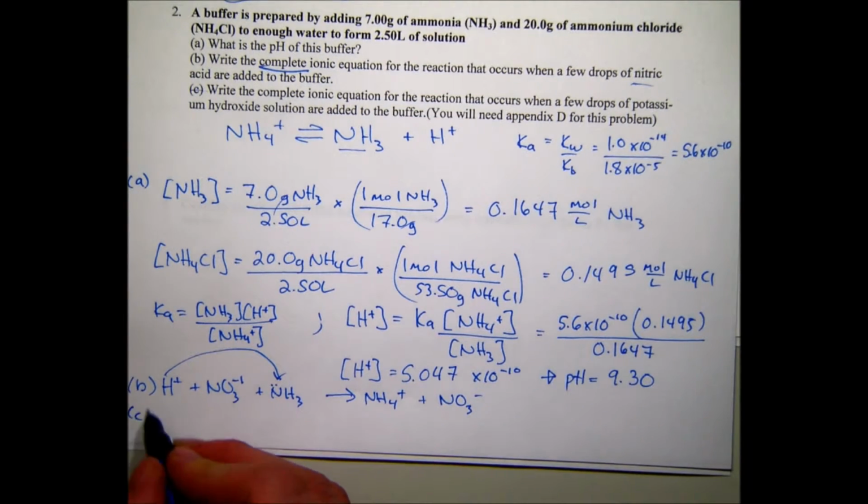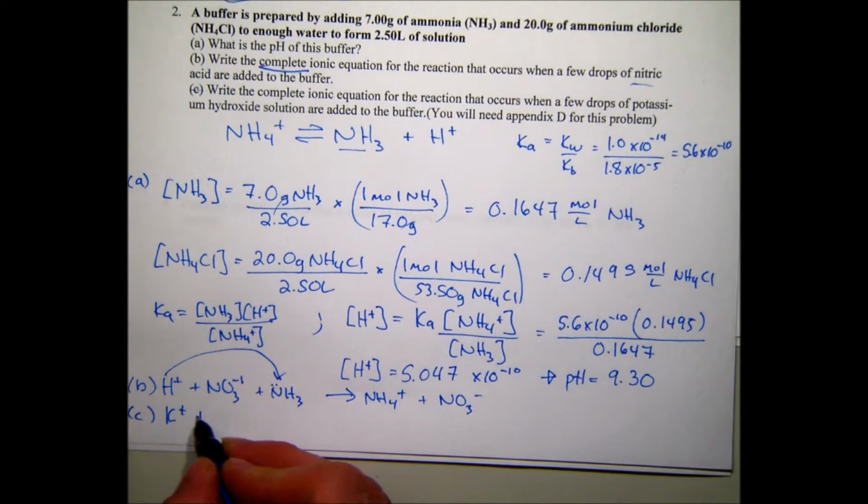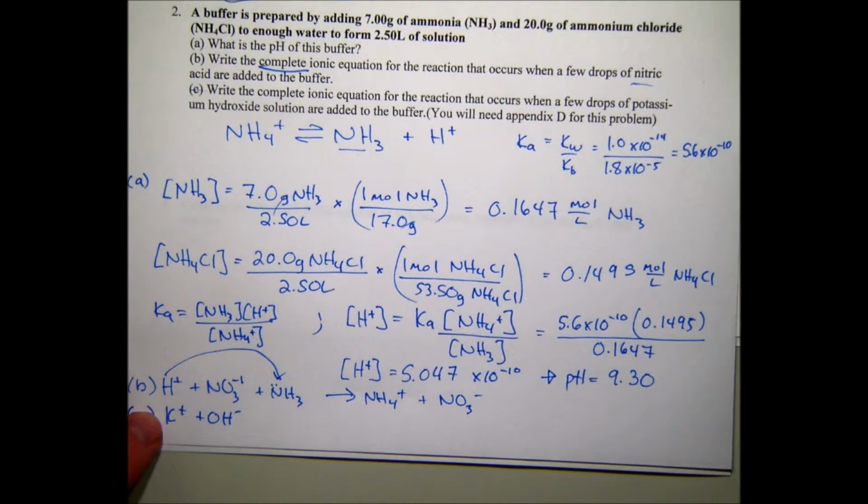For part C, we're adding a base of potassium hydroxide, so K plus OH negative. So you have to be aware that these are strong electrolytes. Nitric acid is one of the 7 strong acids, so I know it'll automatically break into H plus and NO3 minus 1. And potassium hydroxide is a strong base, so it will completely break up into its ions.